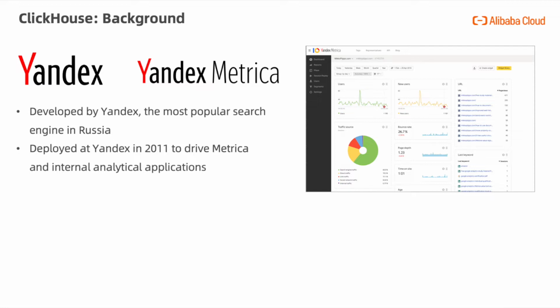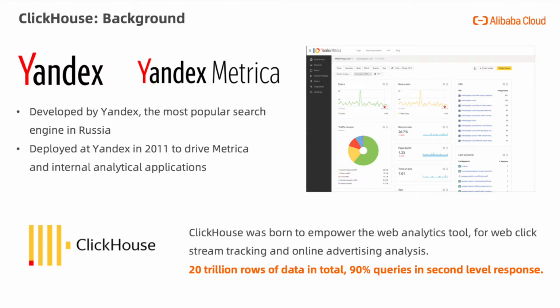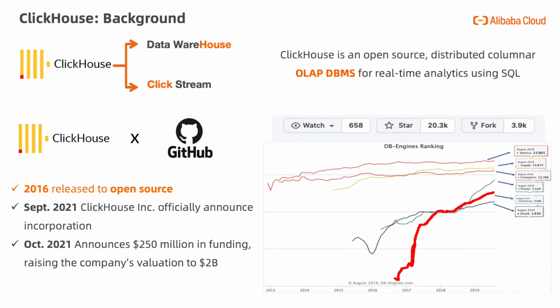ClickHouse was born in production at Yandex over a decade ago, as we mentioned before. It has become a de facto standard inside Yandex for advertising systems, monitoring and observability data, business intelligence, recommendation platforms, OLAP, and even car telemetry. It has outstanding data processing speed, about 100 to thousands of times faster than traditional approaches. For example, it could process 20 trillion rows of data in total in Yandex, and 90% of queries have a second-level response. ClickHouse was released as open source in 2016.